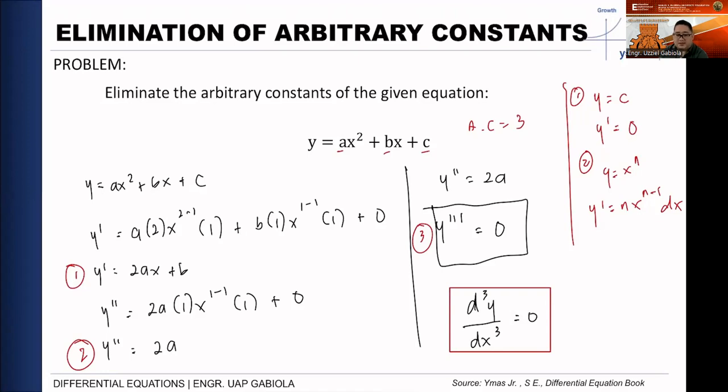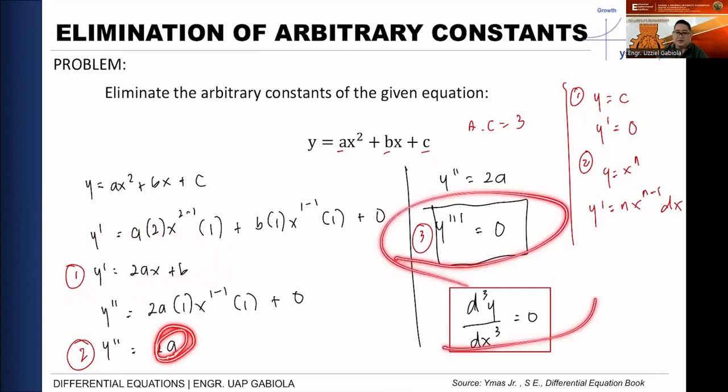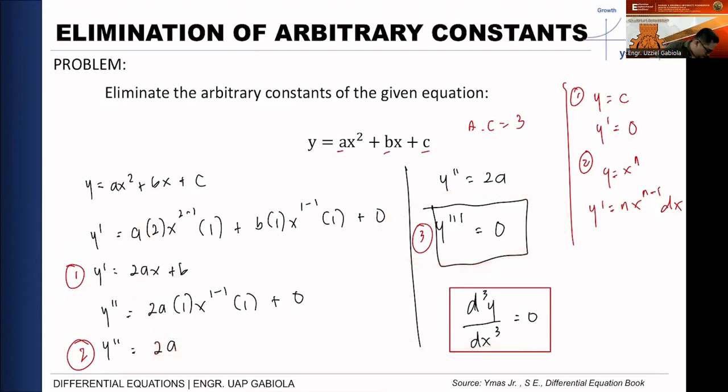Again, yung goal natin is to find the differential equation, yung wala siyang arbitrary constant. So kung first derivative lang yung ginawa mo, makikita mo may dalawang arbitrary constant ka pa. Okay? Then kapag nag-second derivative ka, meron ka pa din isang arbitrary constant. And yung nag-third derivative ka, ayan. Now, eliminate mo na yung arbitrary constant. It means na meron na tayong differential equation.